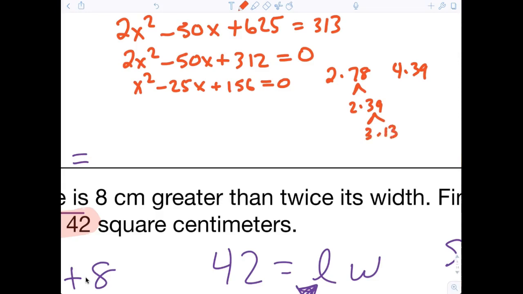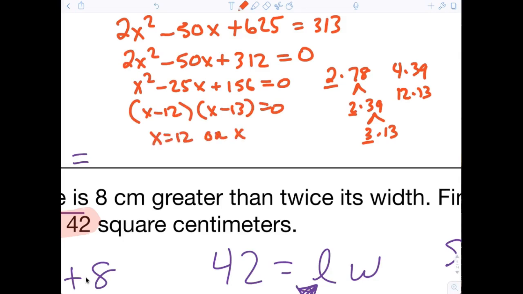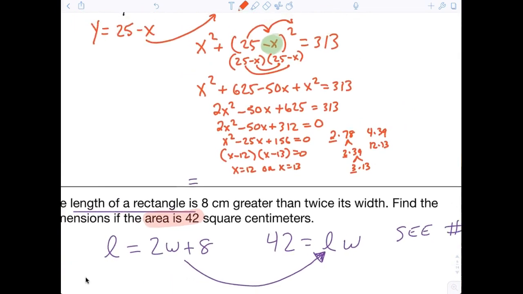So now 2 times 2 times 3 is 12, and 12 times 13 is also 156. Everybody see how I'm doing that? That helps you out tremendously if you get to bigger numbers but you don't know what the factors are. Does that make sense to you? So now, clearly, the factors of 156 that we're using are 12 and 13. So now we're doing (x minus 12)(x minus 13). So x is either 12 or 13. Now we have to answer the question.